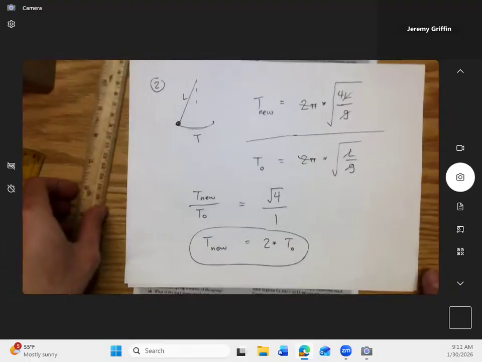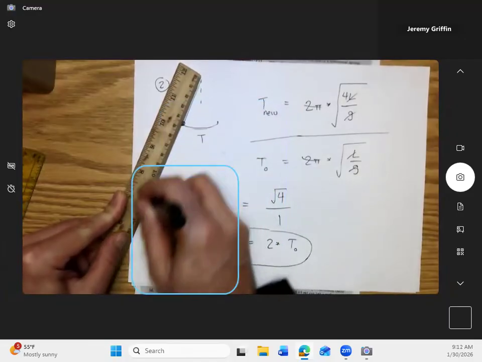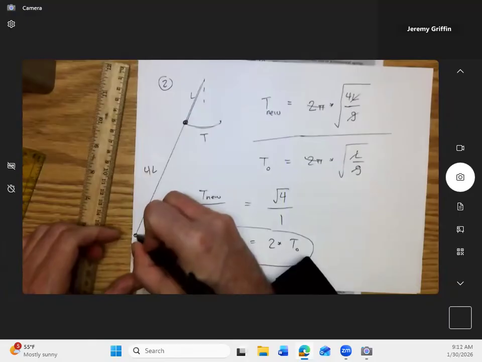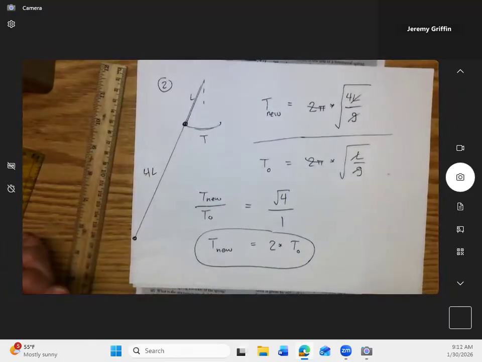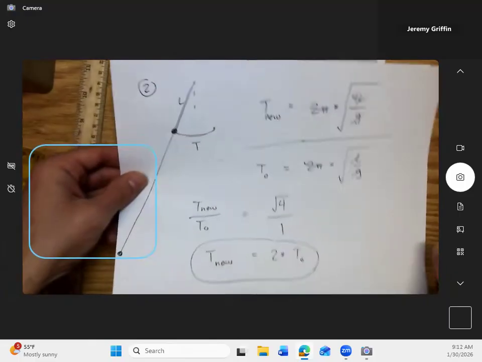So 4 times the length. Let's say it's 4 times the length. It's like 4L. But it's 4 times the length, it takes twice the time. All right, you guys got 4 times the length first time?